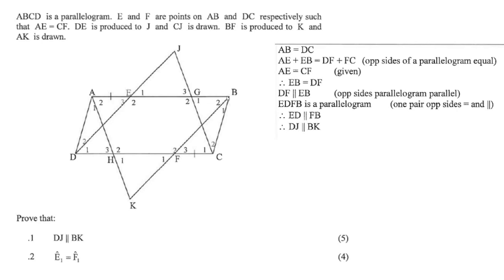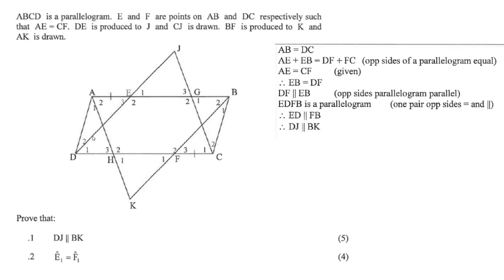But hey, we also know that these two lines are parallel. So then we can say that EDFB is a parallelogram because we've got a pair of opposite sides that are parallel and equal. And that's it. Okay, now we know this is a parallelogram. But they wanted us to prove that BK is parallel to DJ.